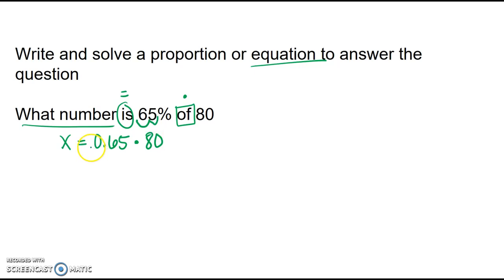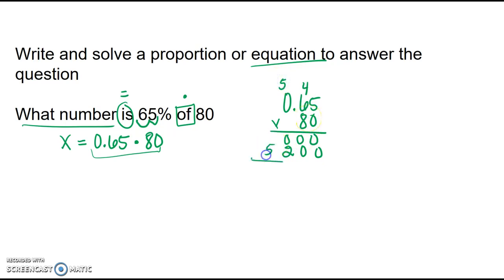So basically, all I'm doing is multiplying. So I've got 65 hundredths. I need to put my placeholder. 8 times 5 is 40. 6 times 8 is 48. 52 when you add that 4. 8 times 0 is 0. We're going to have 5 there. So we get 5,200 when we add. Now we've got 2 numbers behind our decimal place. So we move our decimals twice to the left. So you get your x to equal 52.